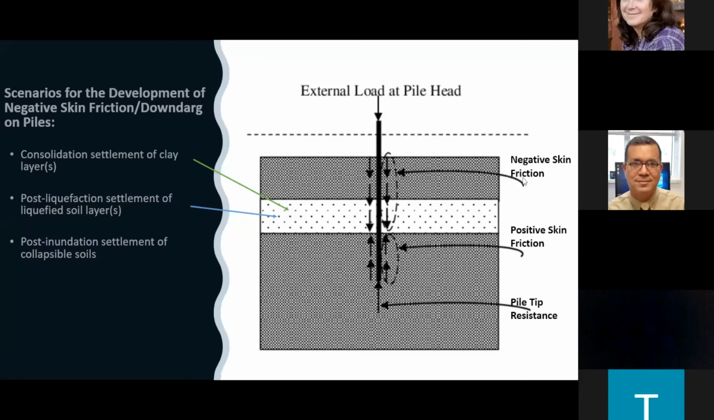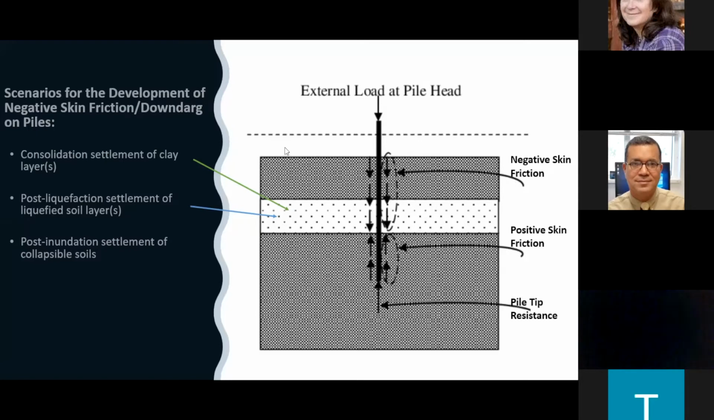This negative skin friction means that we have shear stress working downward on the skin of the pile and forming a down drag force acting on the pile in addition to the external load at the pile head. That's why I call it a hidden force, because you do not see it, but it's working there.